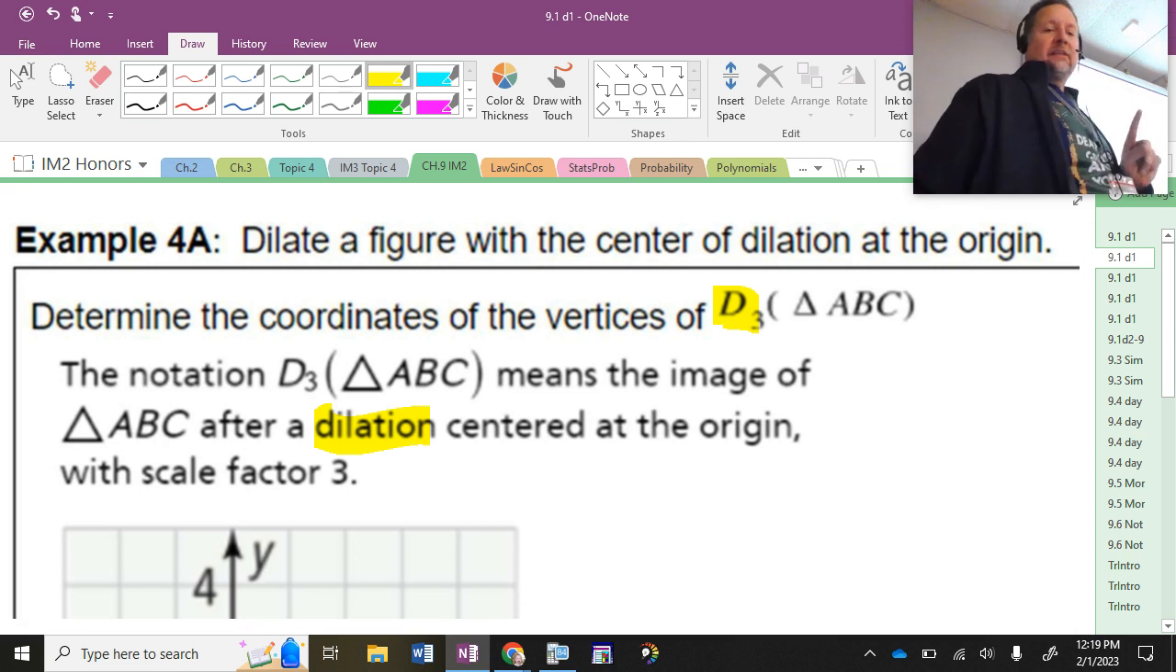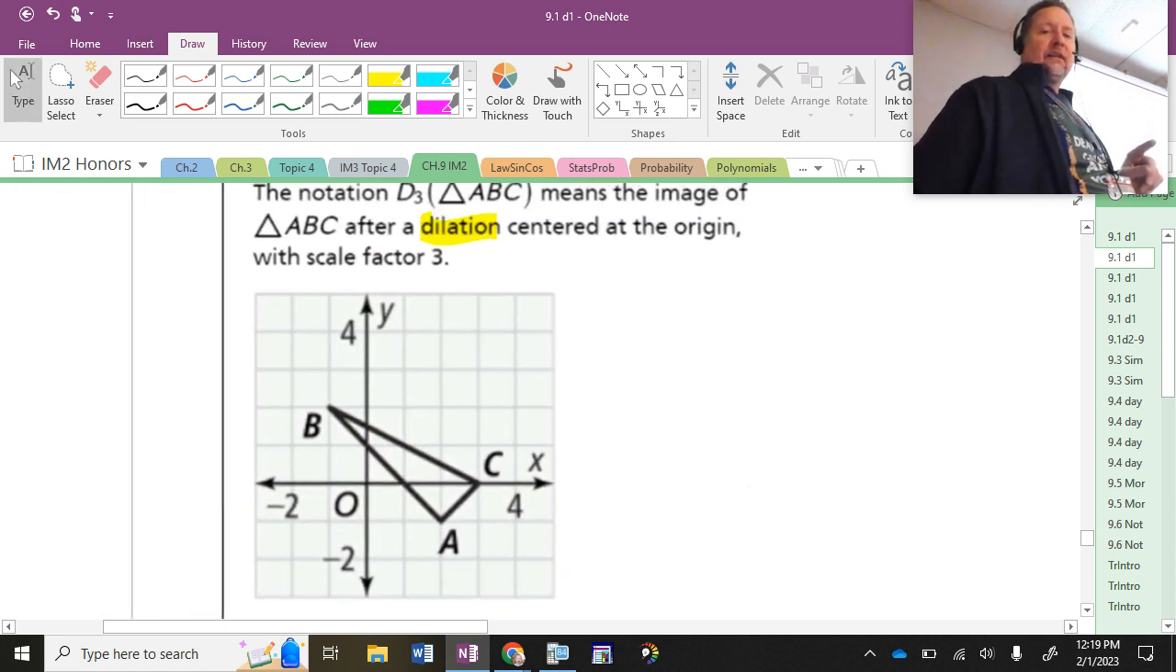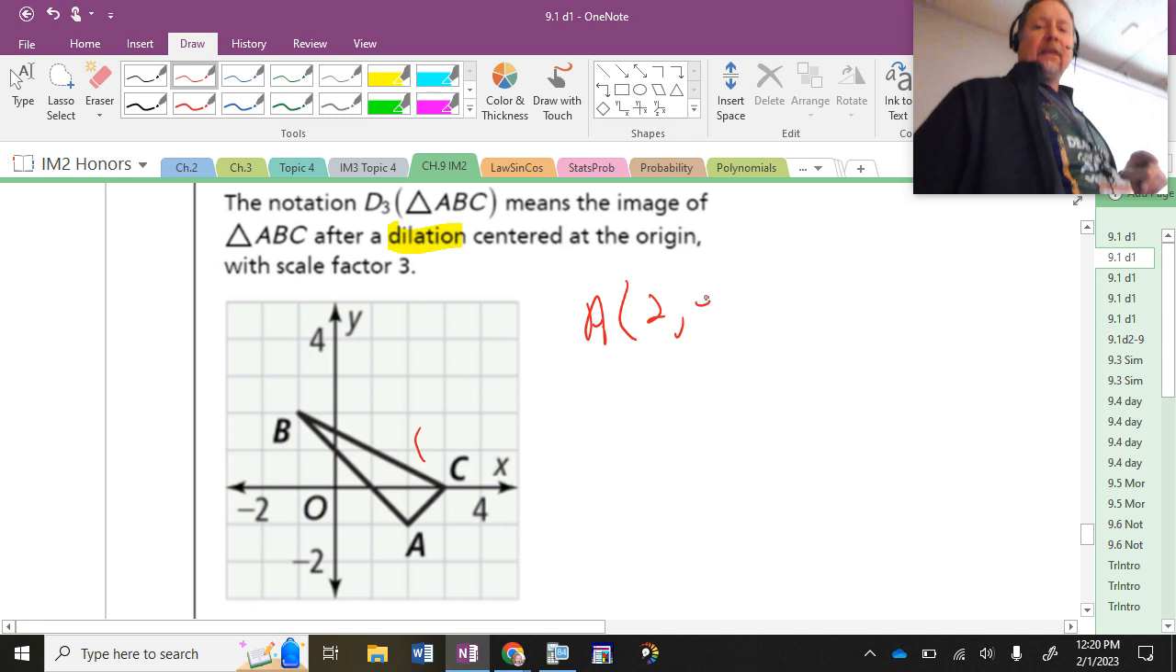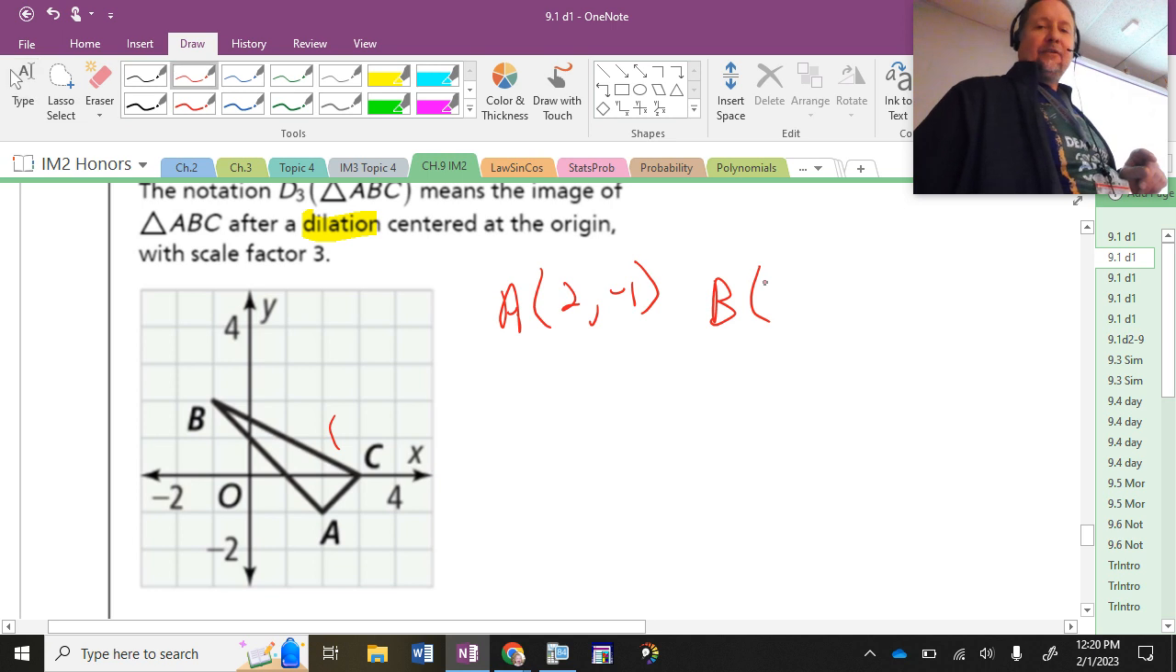Look at how much better it is in a coordinate plane. When you're in a coordinate plane, it makes it a lot easier. Here's C, which is at (3, 0). Here's A, which is (2, -1). Here's B. Finally, I went alphabetical. B is (-1, 2). And then C is (3, 0).